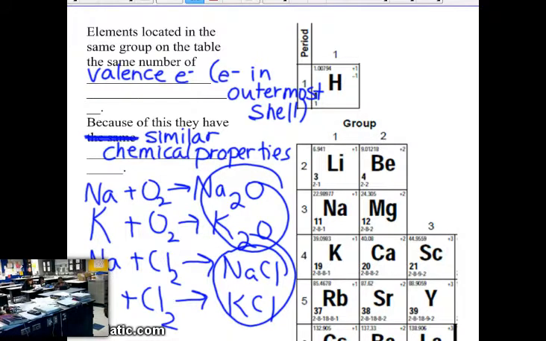And I'm not balancing this equation, but it kind of bugs me that I'm not. We won't worry. These are not balanced equations. I just want you to see that when they combine with other elements, they combine in the same way. Because what determines how they combine is their valence electrons. And if they have the same valence electrons, they combine the same way.